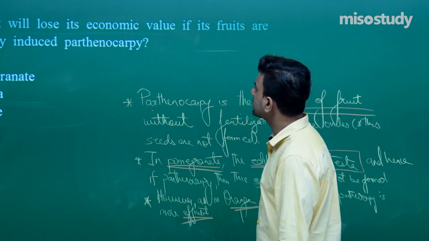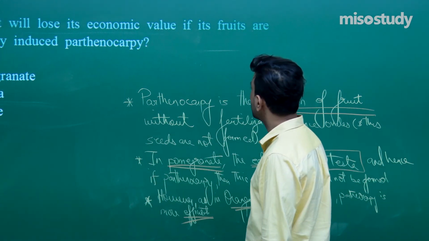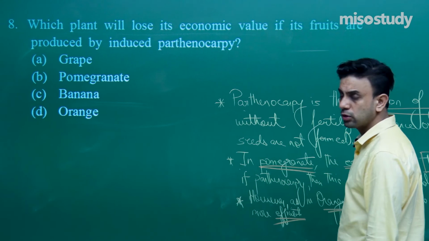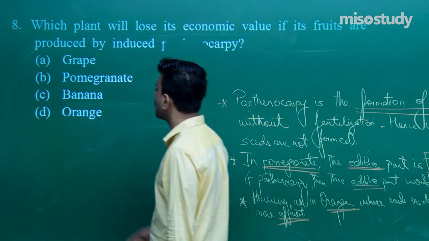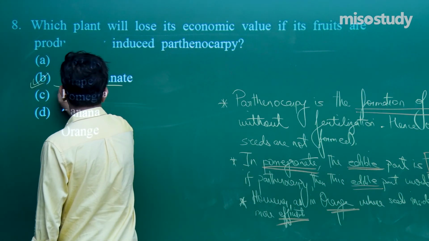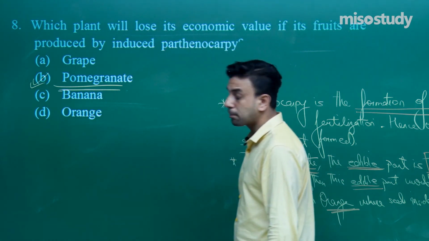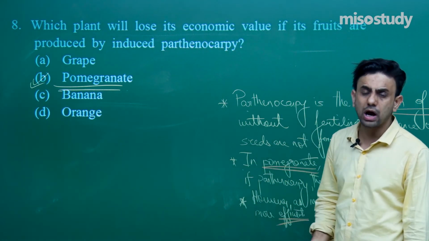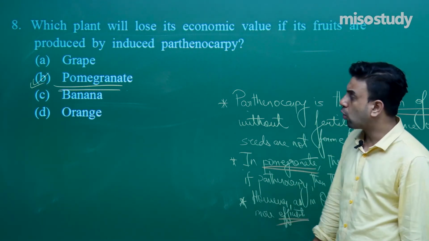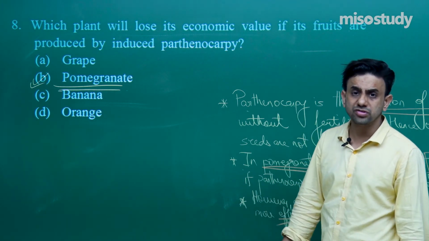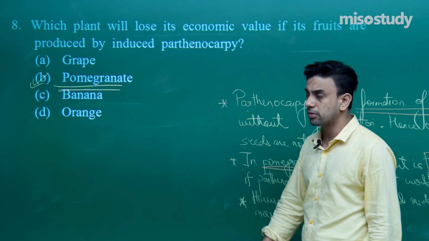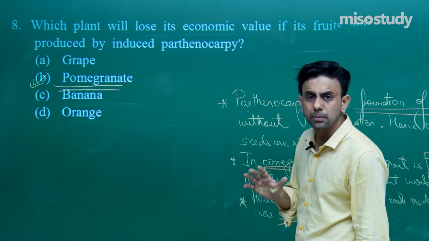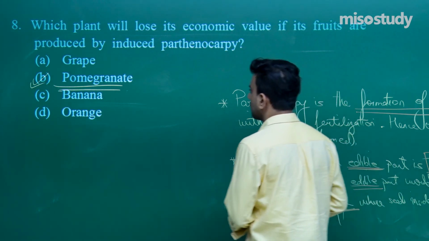So, which plant will lose its economic value for its fruits if its fruit are produced by induced parthenocarpy? That will be pomegranate. The reason being, the edible part in the pomegranate is the testa, and if parthenocarpy occurs, then no ovary, no ovules, no seed are formed, and hence pomegranate would be of no economic importance, right.